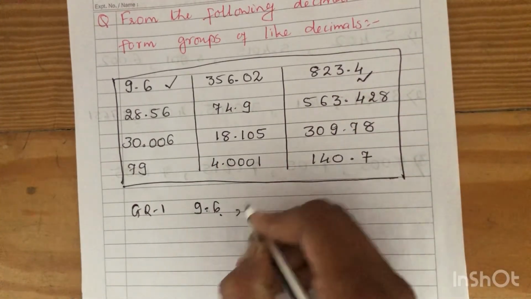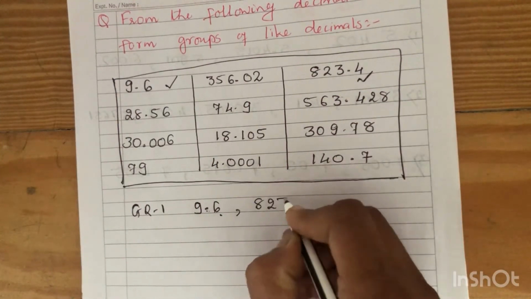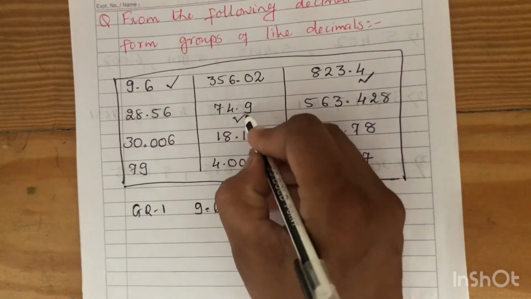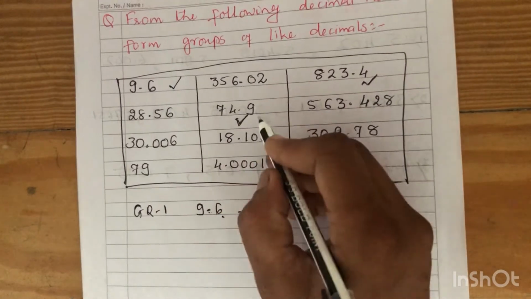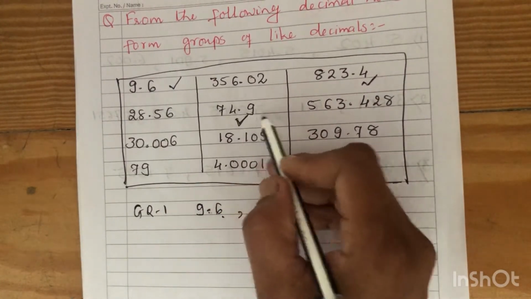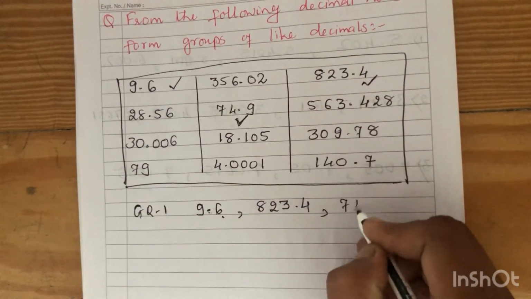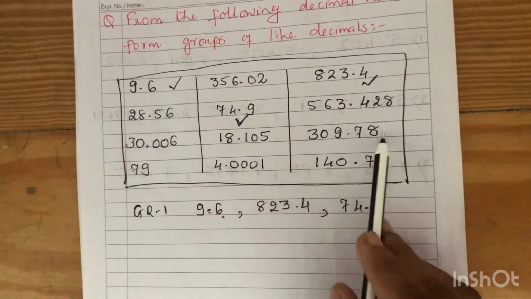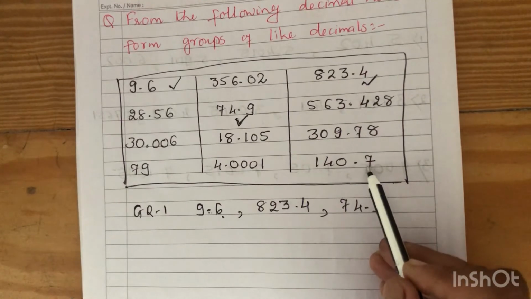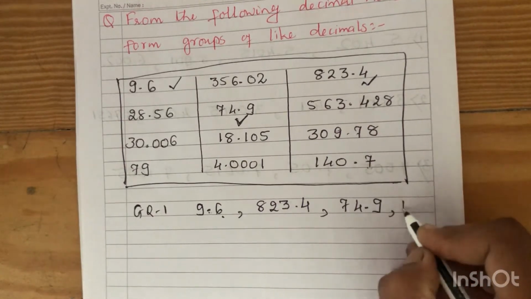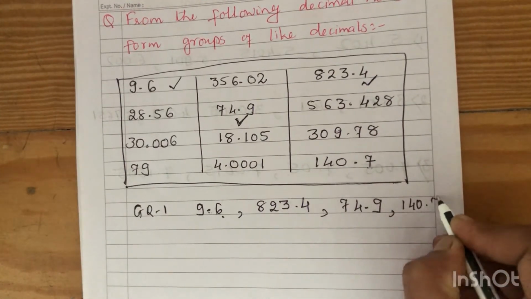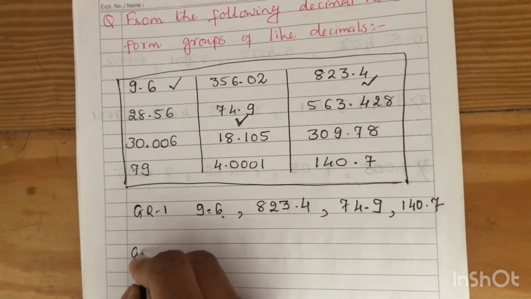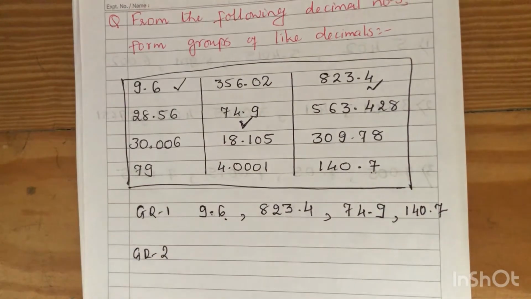So once again I can write here 823.4. Then you can see this number has 1 digit after the decimal point, so again I can place it in group 1. Now when you go to the last one, this number also has 1 decimal place. Okay, fine. Now let me take up the other group, say group 2.